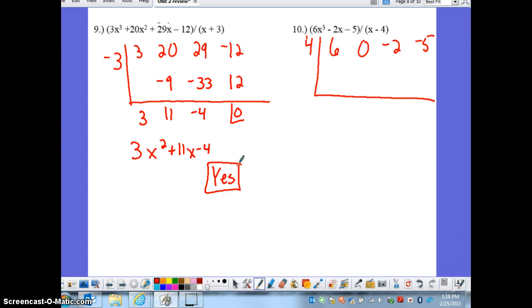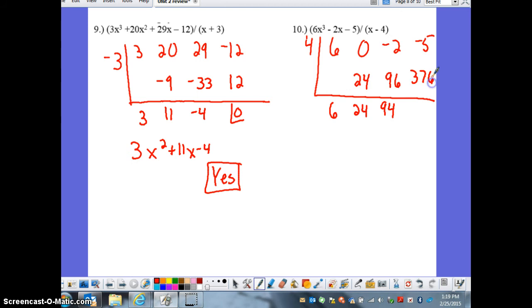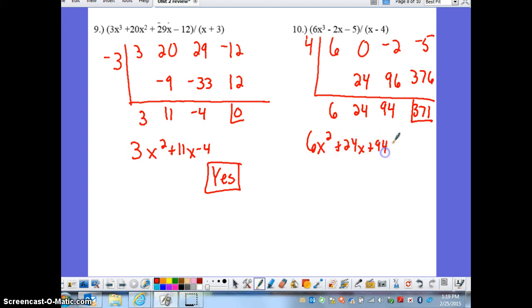Number 10, very similar. Notice there's a 0 here because it's missing the x squared term. Pull down the 6. Multiply, you get 24. Pull down, add those two together, you get 24. Multiply, and you get 96. Add, you get 94. Multiply, and that's 376. Add, you get 371. Clearly not 0 at the end there, so this is not going to be a solution. When you rewrite, you get 6x squared plus 24x plus 94 plus 371 over x minus 4. And again, that was not a solution there.